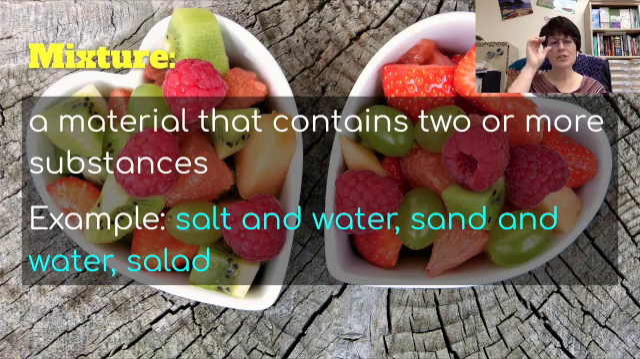And then finally, mixtures are important. This is a material that contains 2 or more substances. And some common examples are salt and water, sand and water, and a salad. Remember salt and water, we call those homogeneous mixtures because we can't see the 2 different parts. Sand and water would be a heterogeneous mixture, and also salad because we can see the different parts easily. So mixtures are very important in biology as well.